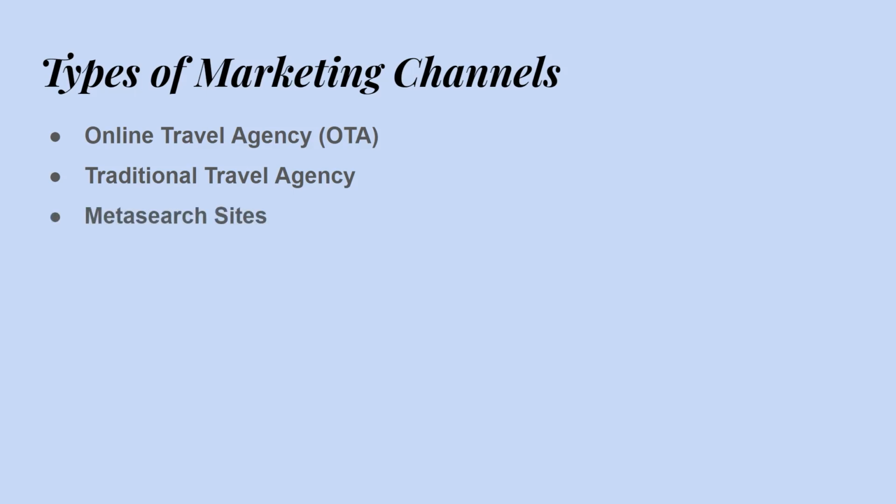Metasearch sites like Tripadvisor and Google aren't exactly booking channels. Instead, they provide prices and links to other booking channels, usually OTAs like Booking.com or Expedia, or to your own website or booking engine. That's also your best indicator of whether a marketing channel is an OTA or a metasearch site. If you can complete the booking on the channel itself, it's probably an OTA. If not, it's probably a metasearch site.